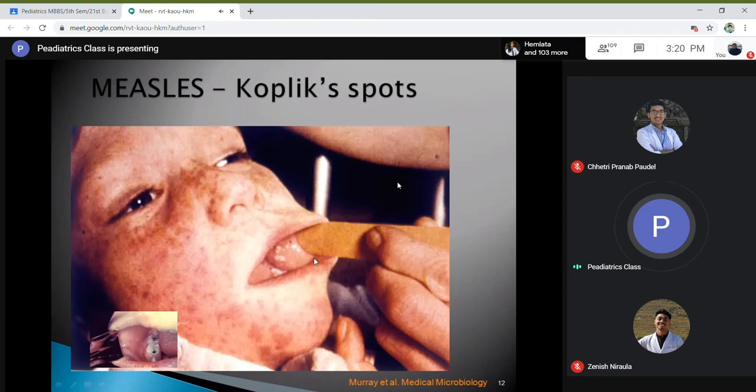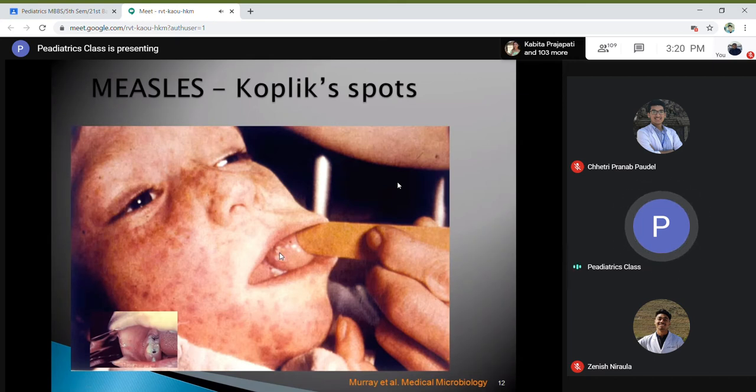Prior to the manifestation of the rash, this is the small spot. This picture has been enlarged, so it looks bigger, but actually it's not. Small, sandy, 1 or 2 mm in size. Look here. This is a Koplik spot.